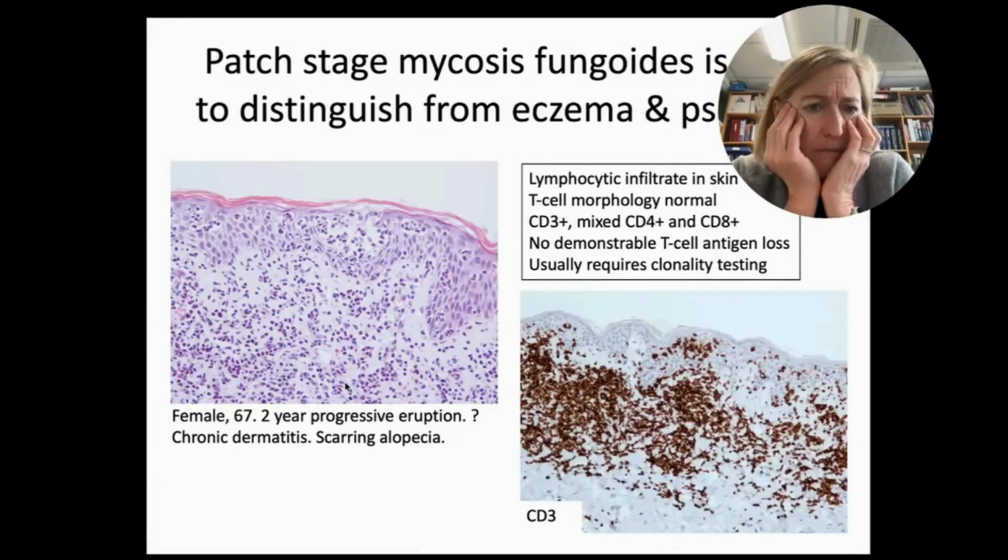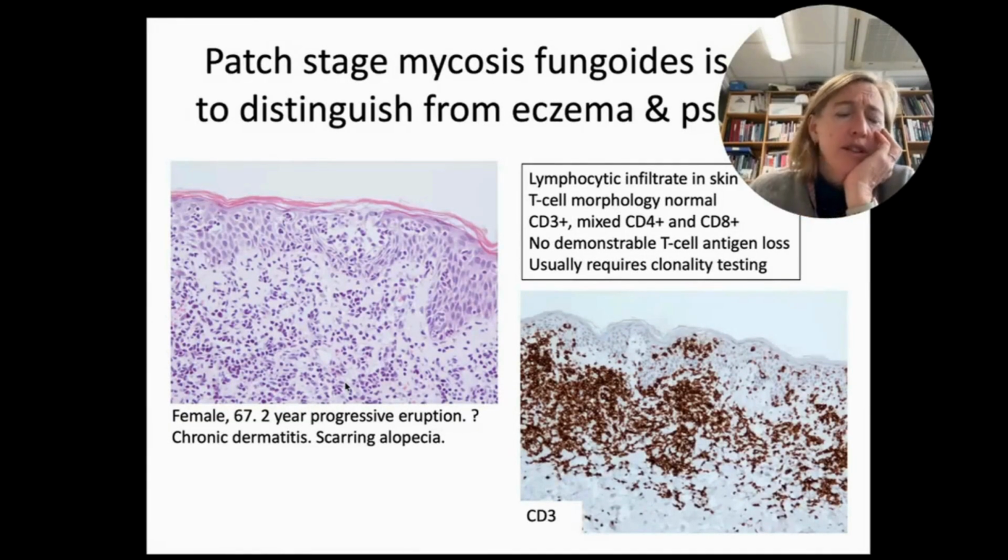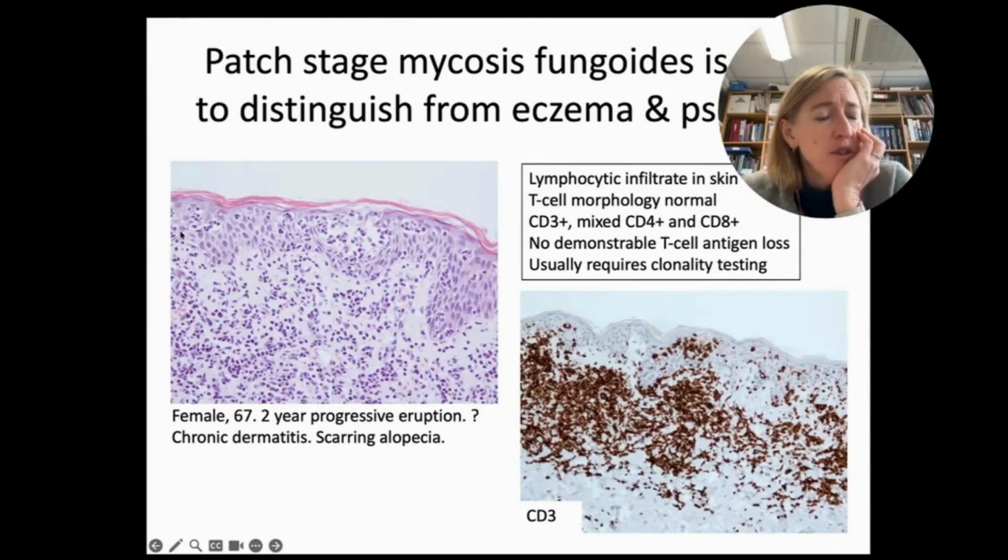So this is the patch stage of mycosis fungoides. Here you've got the epidermis with a Pautrier's microabscess, and you've got a sort of band-like superficial dermal infiltrate of lymphocytes with some histiocytes.